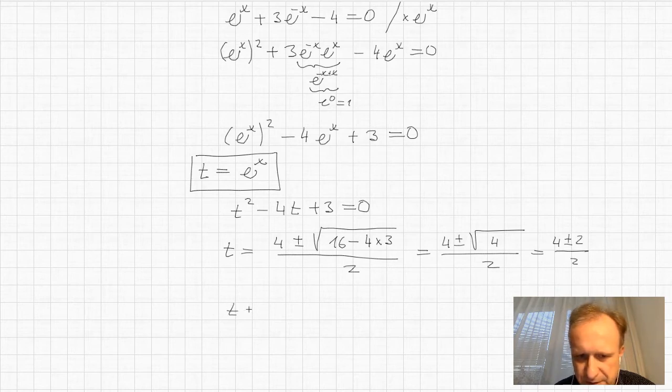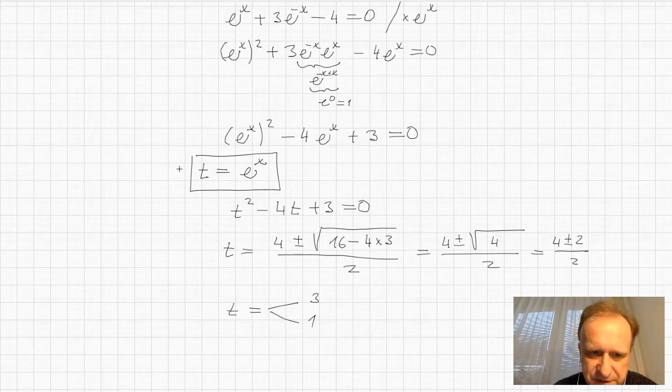So t is either 4 plus 2, which is 6 divided by 2 is 3, or t is 4 minus 2, 4 minus 2 is 2 divided by 2 is 1. So there are two solutions for t. T is either 3 or 1.